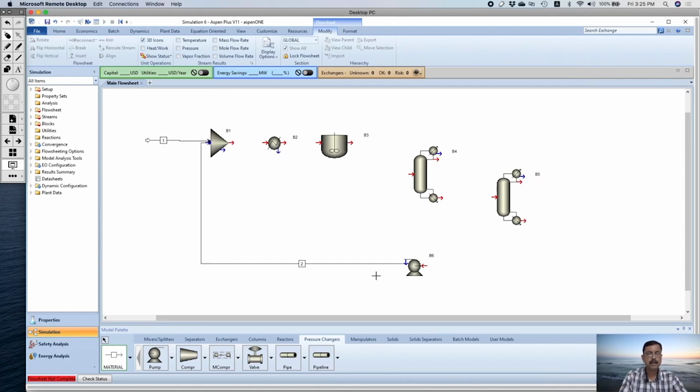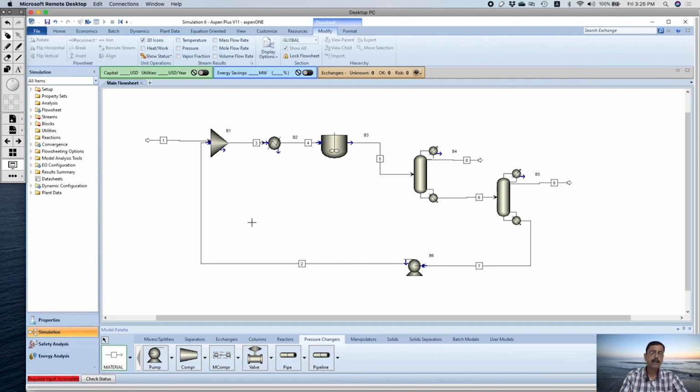So this is connected, the pump output, the recycle loop, they are mixed. So mixer output is connected to the heater. The heater output is connected to the reactor. Reactor output is connected to the column. First column output is connected to the second column. The second column output is again connected to the pump. And we have here product 1 and here product 2.